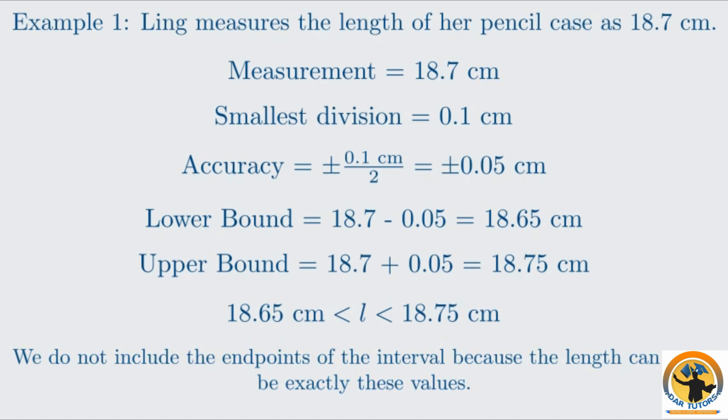The process is straightforward. Identify the smallest unit of precision, halve it, and add and subtract that value from the measured number to find the interval. Let's apply this to another scenario, this time involving a digital thermometer.